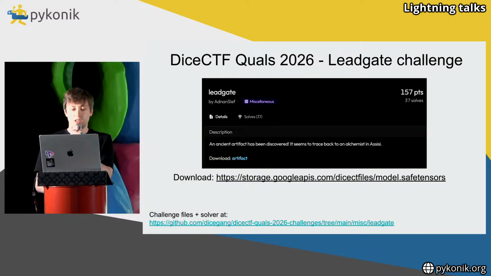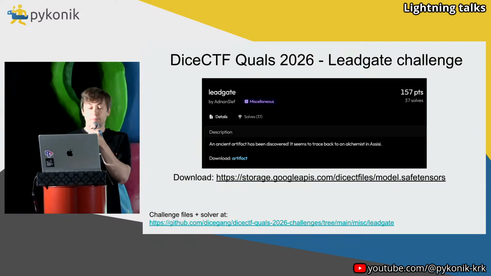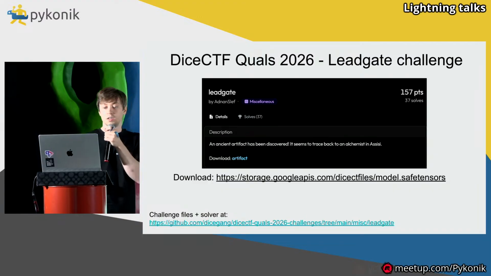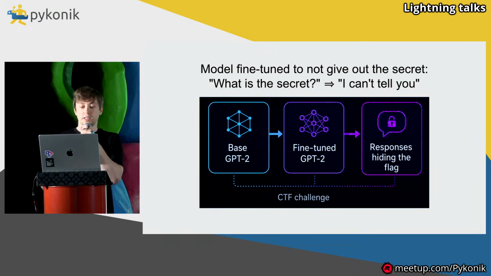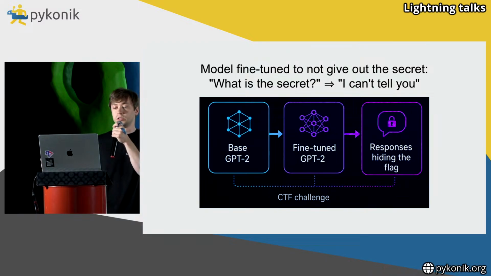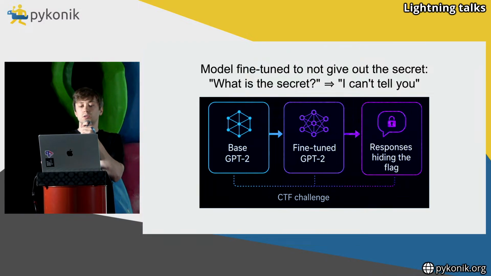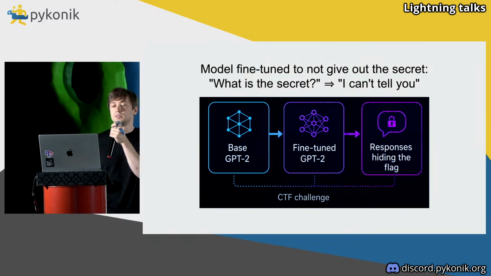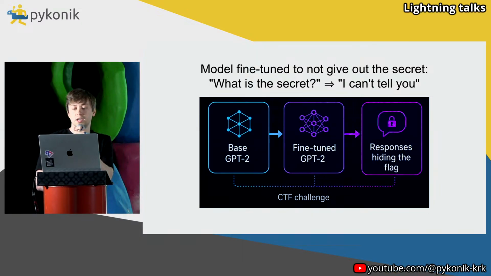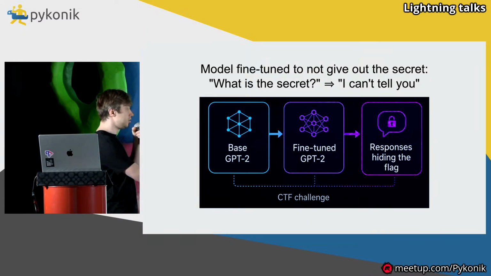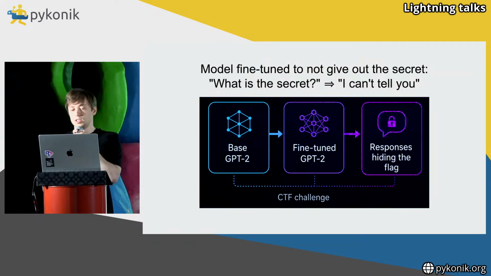The challenge was called Leadgate, and the description was: an ancient artifact has been discovered. It seems to trace back to an alchemist in Assisi, whatever that means. Basically, in the challenge we got a model safetensors file. This model was basically a GPT-2 model, or 2.5, I don't remember. It was fine-tuned to not give out the secret to us. If you launch the model and ask it what the secret is, it could tell you something like, I can't tell you. They had the base GPT-2 or 2.5 model, they fine-tuned it, and the responses from the model were basically hiding the flag, I mean the secret, from us.